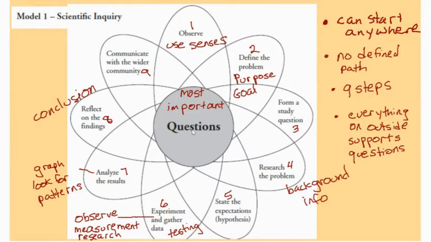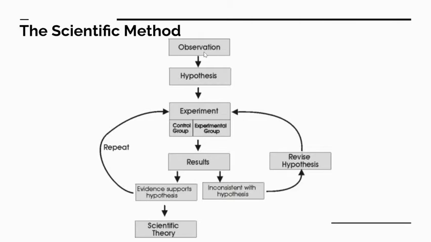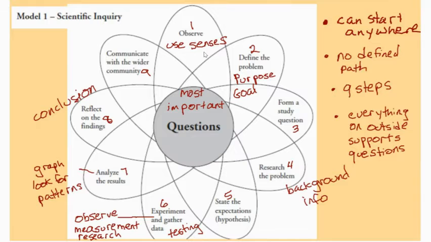Now, if you did want to number these just for simplicity, based on what you've seen in the past with the scientific method, usually you'll see something like this that's a little more linear. So relating this diagram back to this one, here we have observation. So when you observe something, you're using your senses to better understand the natural world. The next step would be defining some type of problem, which would be a purpose or goal for your investigation.